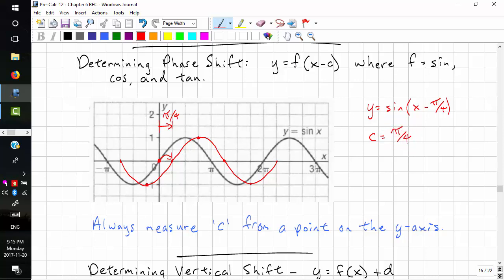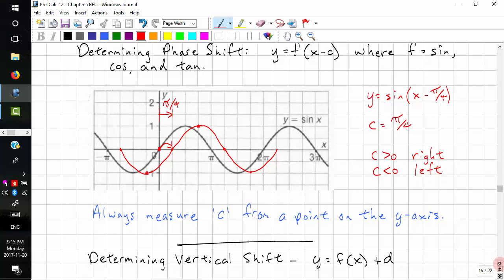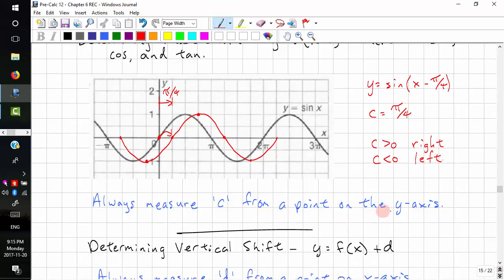Remember, it's minus c, so we don't use that minus sign. If c is greater than 0, we're going to the right. If c is less than 0, we're going left. And always measure c from a point on the y-axis, so the y-intercept. If it's cosine, we'd start from 1 and measure how far we're moving the cosine. We're moving the y-intercept. So if we were using cosine, the phase shift would be pi over 2.